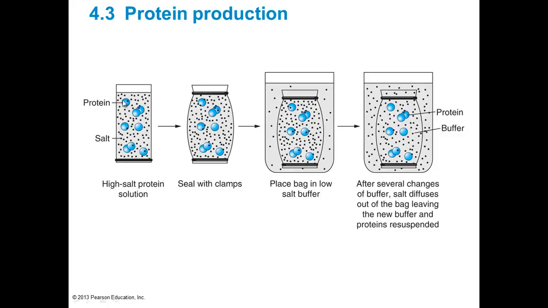So you start out with a dialysis bag, you seal it, and you place the bag in a low salt buffer and let it go to equilibration. The salts then flow out of the bag and the protein is retained in the bag. After several buffer exchanges, the salt will leave the bag and the proteins will be resuspended and purified.